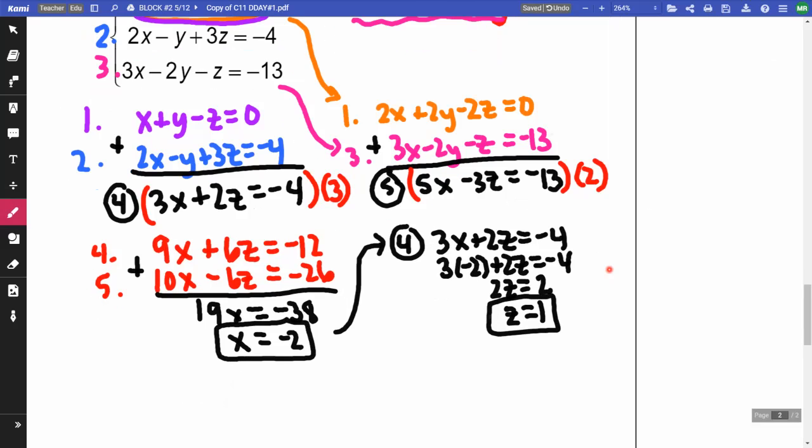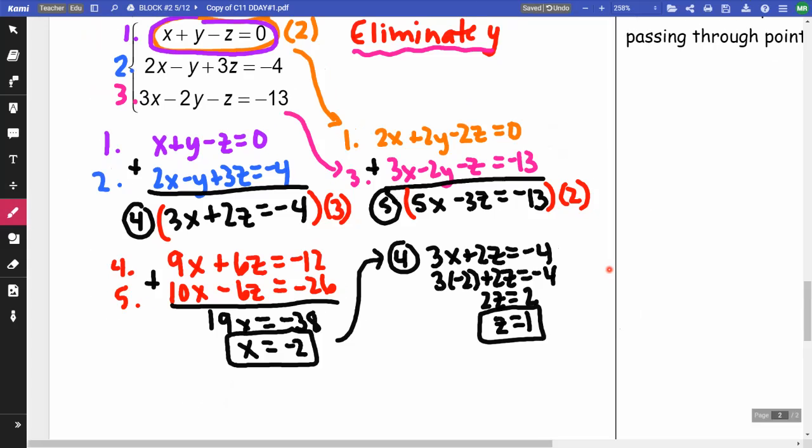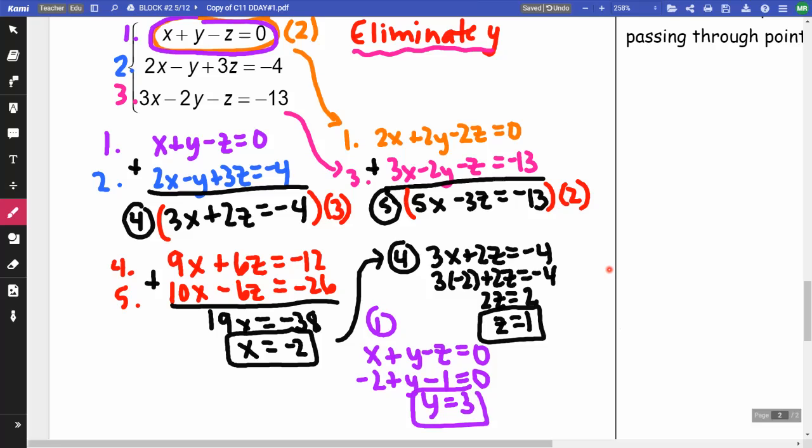So I am going to have x plus y minus z equals 0. And again, this was equation 1. And I'm going to put in negative 2 plus y minus 1 equals 0. So that's going to be a negative 3. So if I add it, I get a positive 3. And you're going to write this as a point: x, which is negative 2, y, which is 3, z, that is 1. And that is your answer.